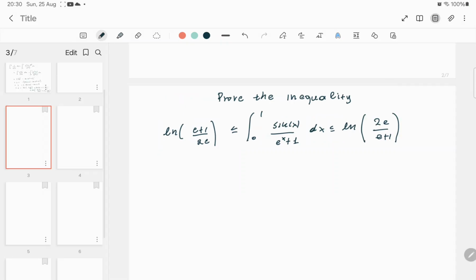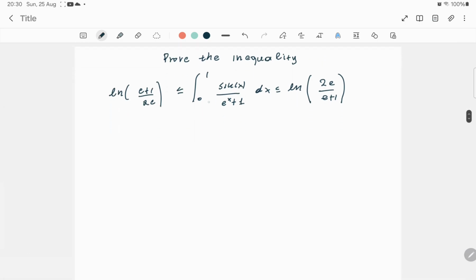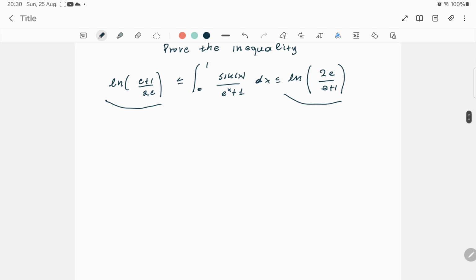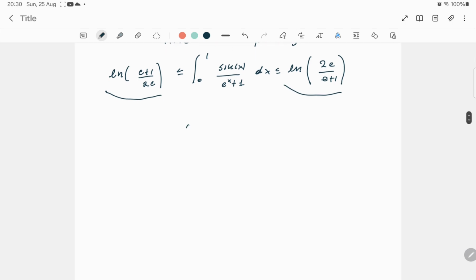We would like to prove the following inequality, so that the integral from 0 to 1 of sine x over e to the power of x plus 1 is bounded between these two values, this one and this one. How do we do the proof?